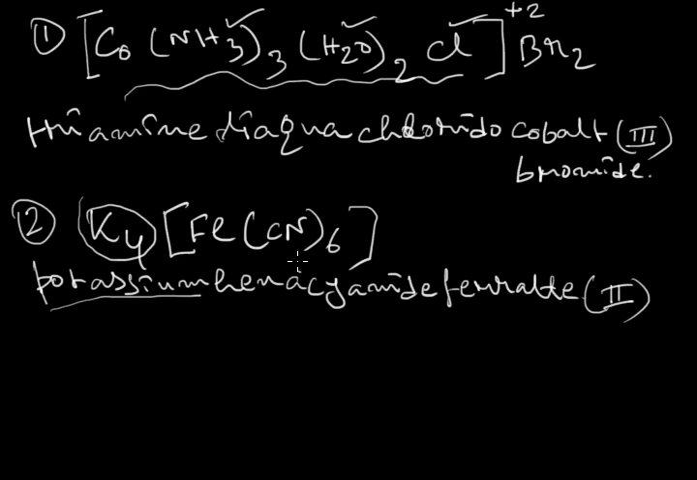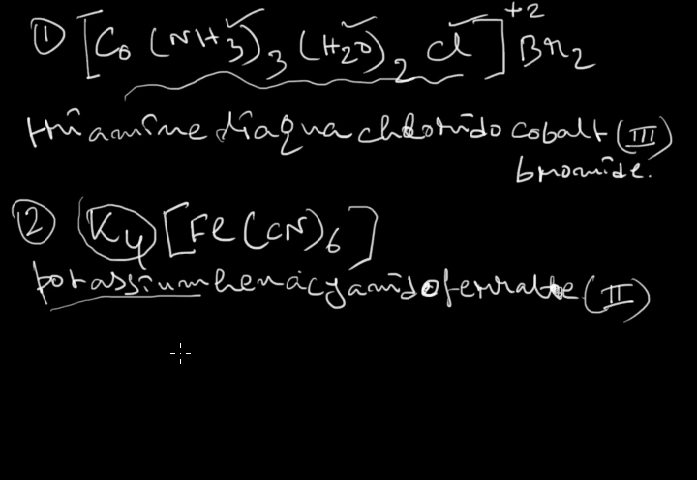In the complex part, we first name the ligand. Here only one ligand is present, that is CN minus. It is called cyanido, hexacyanido. Then the metal, that is iron. Here the complex part is negative, so ate is added after the name. Ferrate, single t. Potassium hexacyanido ferrate(II).